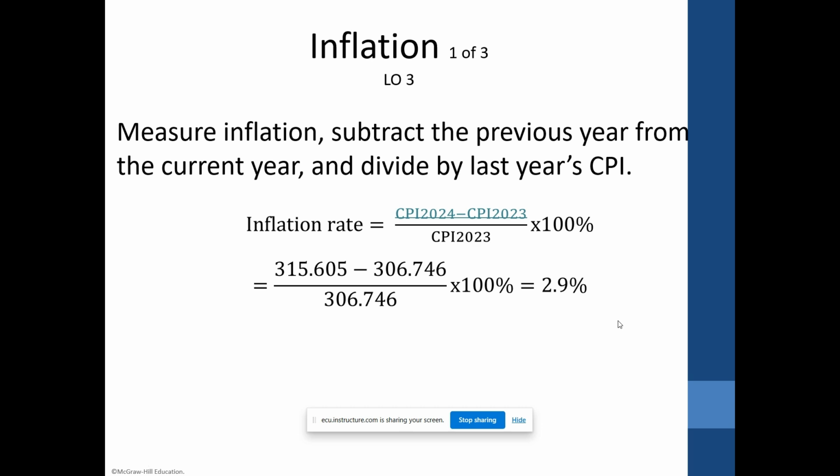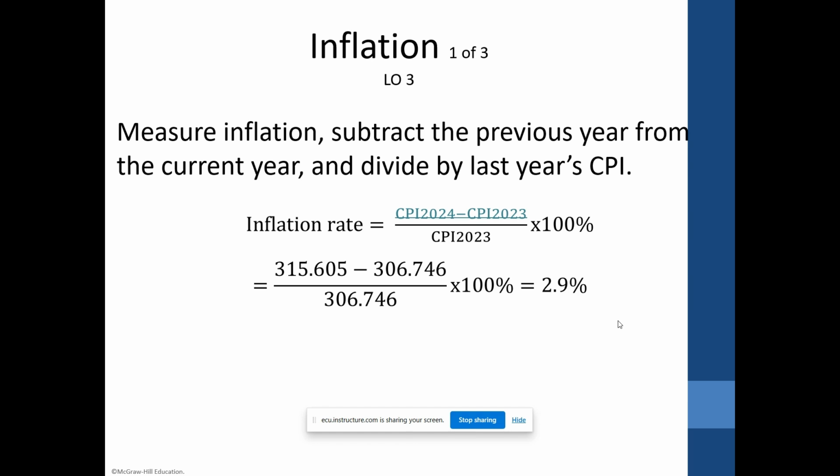To measure inflation, subtract last year's price index from this year's price index and divide it by last year's index. Finally, multiply by 100% to express as a percentage.